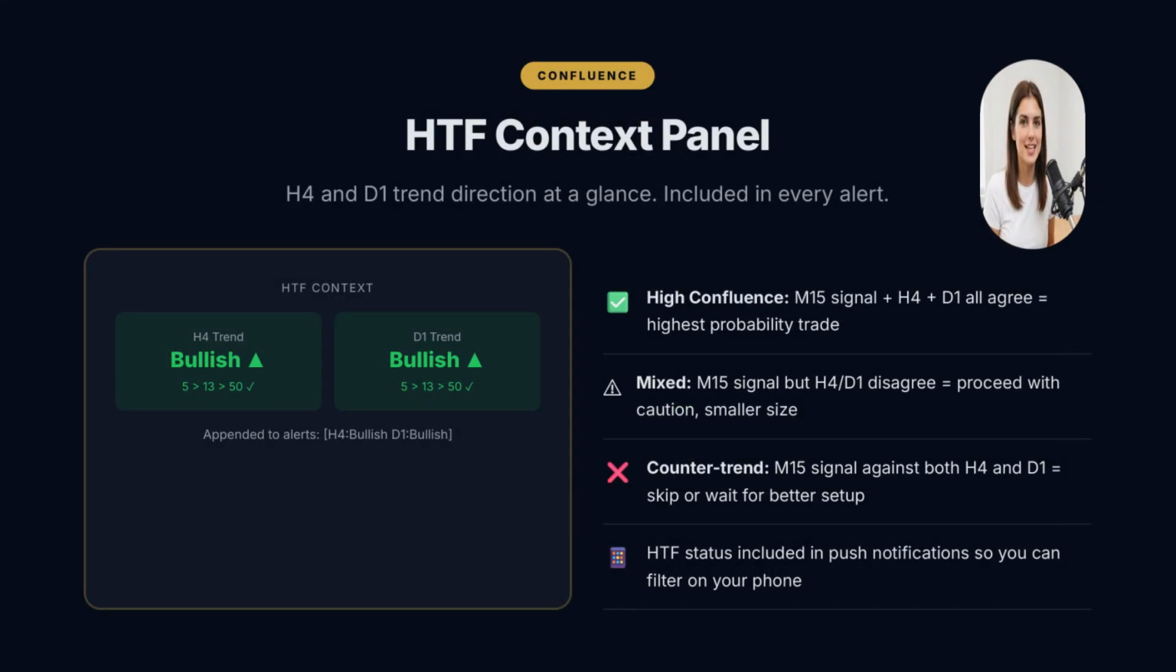The HTF context panel shows you the H4 and daily trend at a glance. Trend is based on EMA 5 versus 13. Alignment checks if 5, 13, and 50 are stacked in order. When the HTF agrees with your M15 signal, that's high confluence. HTF status is also included in every alert.